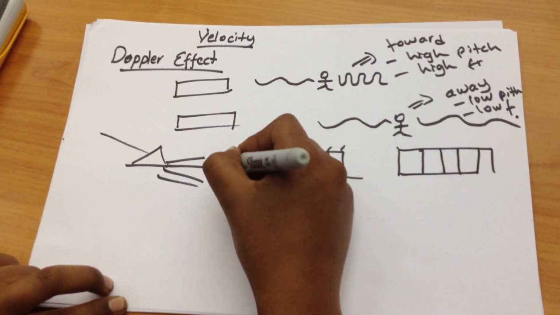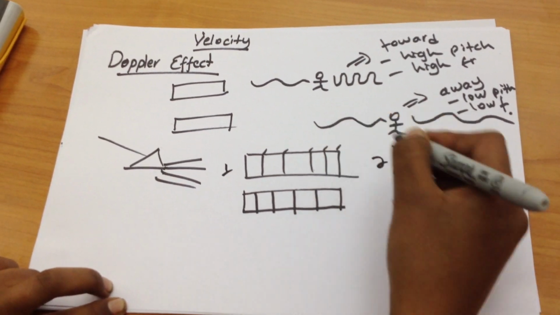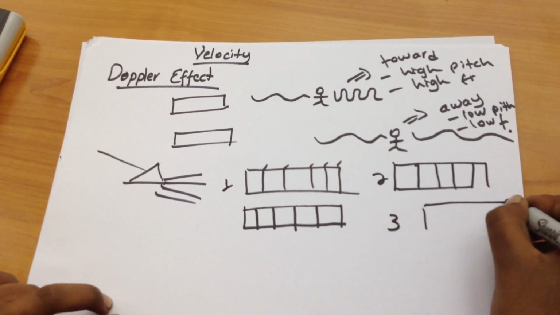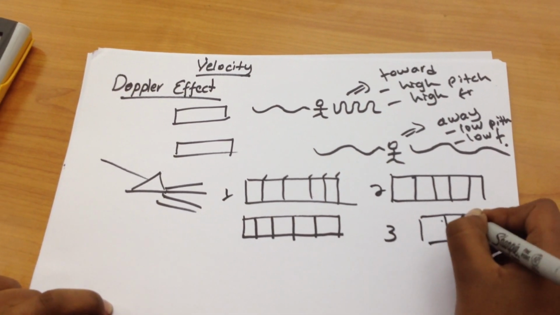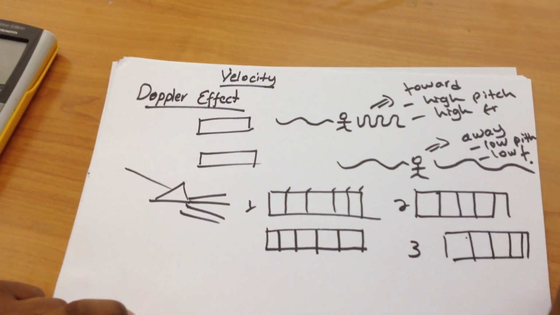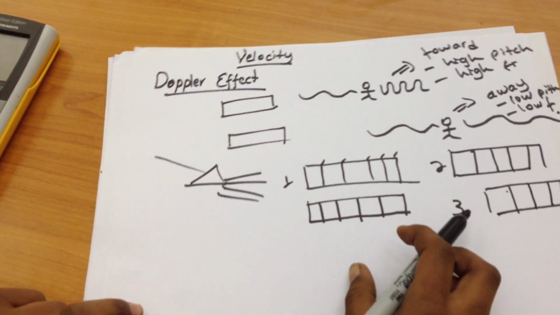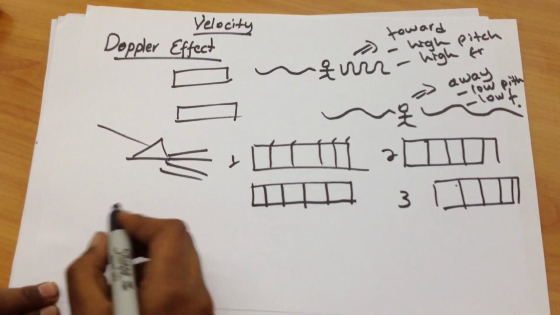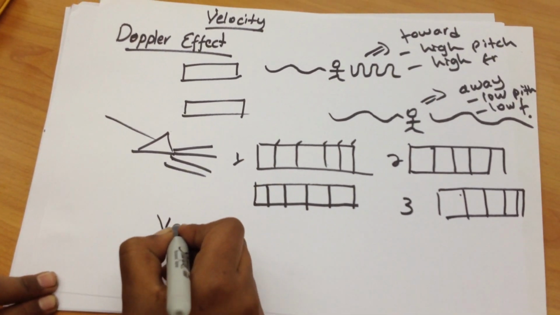So if this is the first time we see it, and this is the second, the third one would be... So every time we see it, it goes further. This means they are going away from us. So let's calculate the velocity.